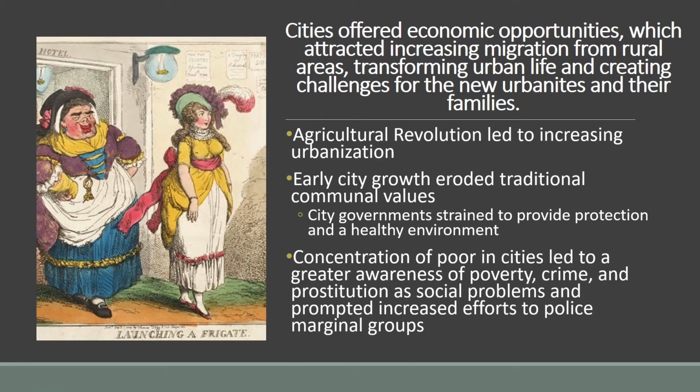And then finally, also the concentration of poor people in cities led to a greater awareness of poverty, of crime, and of prostitution as social problems, and prompted increased efforts to police marginal groups. One of the enlightened thinkers, Cesare Beccaria, in Crime and Punishment, wrote how we needed to try to rehabilitate those who were criminals. And we are going to see these efforts to police marginal groups as well.